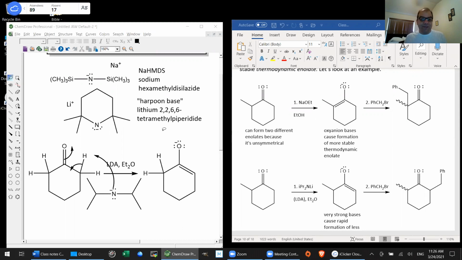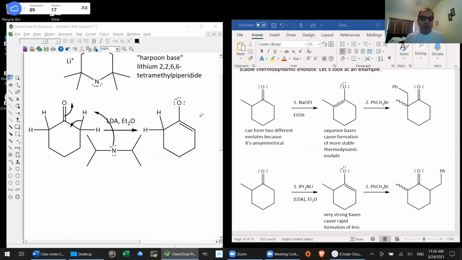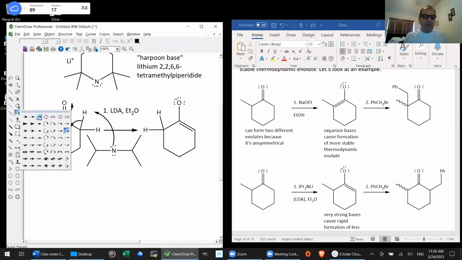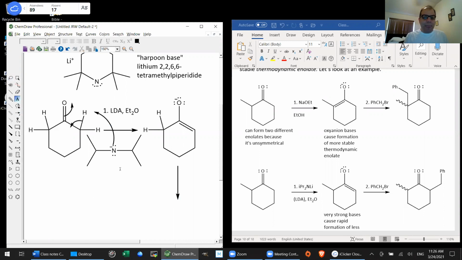And since I still have 4 minutes, let's answer the question from before. Let's forget about kinetic versus thermodynamic enolate for just a moment. Let's say that we first treated cyclohexanone with LDA and diethyl ether, and we got this enolate. There's only one enolate possible, so there's no issue here of regiochemistry. What if now we treated this with 1-bromobutane?